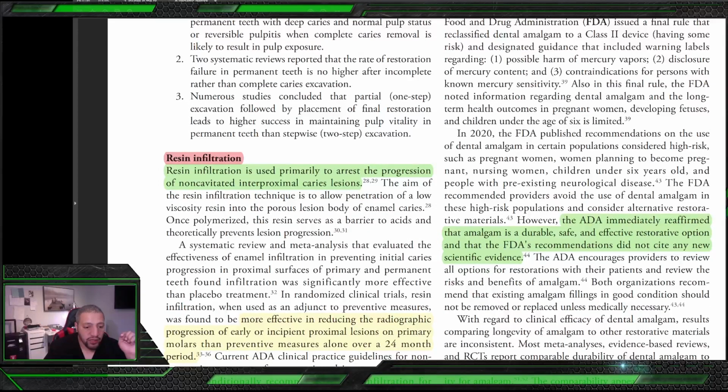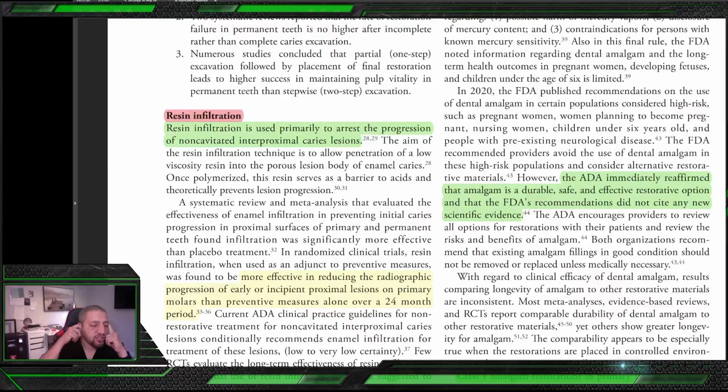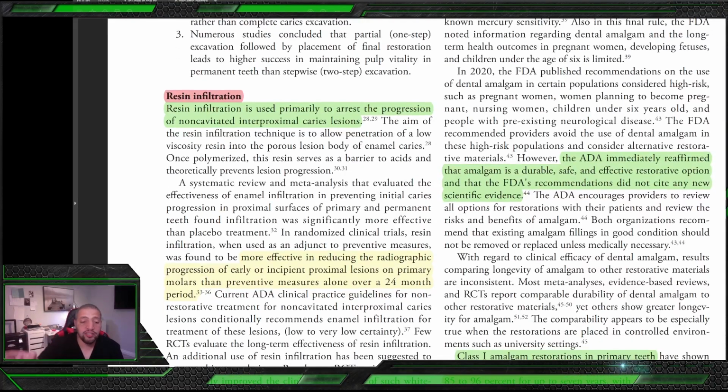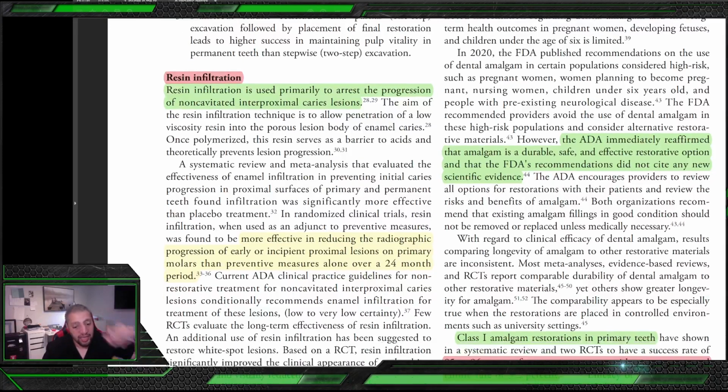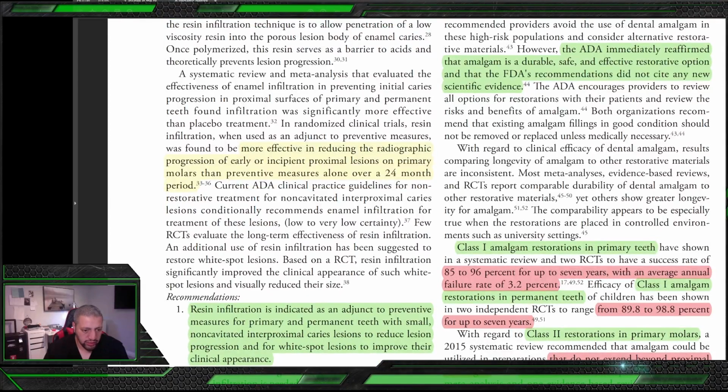There is one more thing: resin infiltration is more effective in reducing the radiographic progression of early or incipient proximal lesions on primary molars than preventive measures alone over a 24-month period. What are the preventive measures? You decide this patient is high risk, so you take X-rays frequently, give professional fluoride application, and fluoridated toothpaste. Resin infiltration for this kid is extremely important and gives a more favorable prognosis. And then he gives you the RCT that was done to explain more about this.